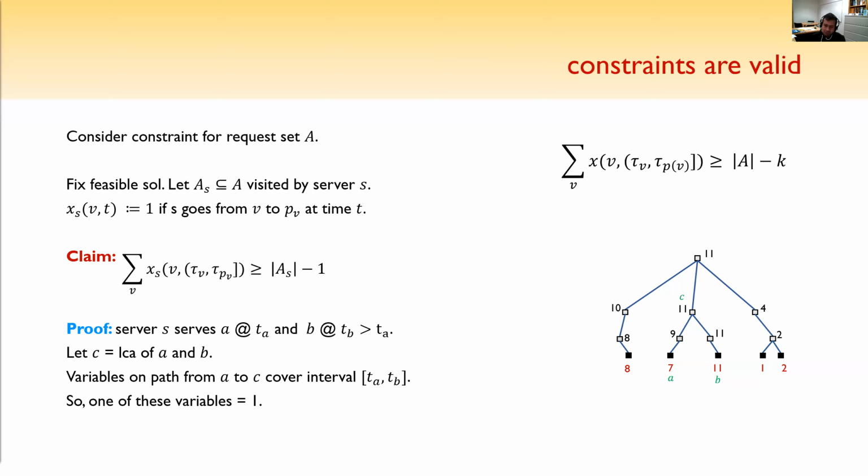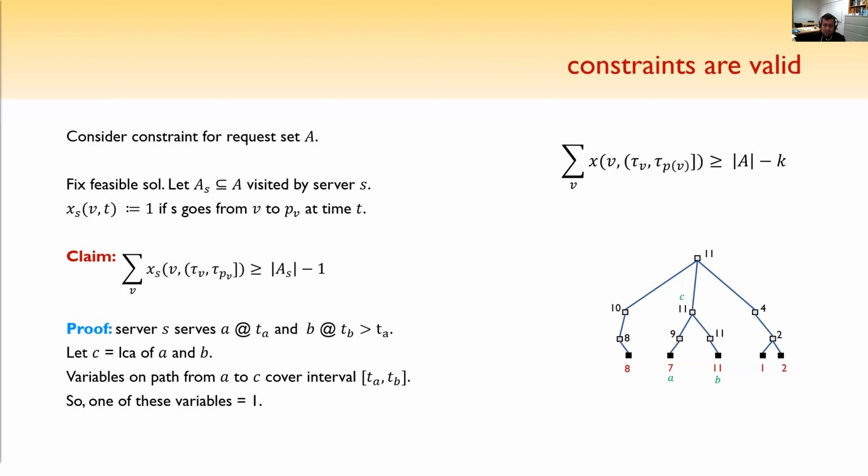And if you look at the variables on the path going up from A to C, their intervals are 7 to 9 and 9 to 11, right? Remember, intervals are tau V to tau of PV. So that means that these intervals actually tile the entire stretch of time between TA and TB. And therefore, if the same server has to serve both location A at time TA and location B at time TB, it must be moving from A to B at some point in the interval TA to TB, which means that one of these two variables on the path from A to C must be set.